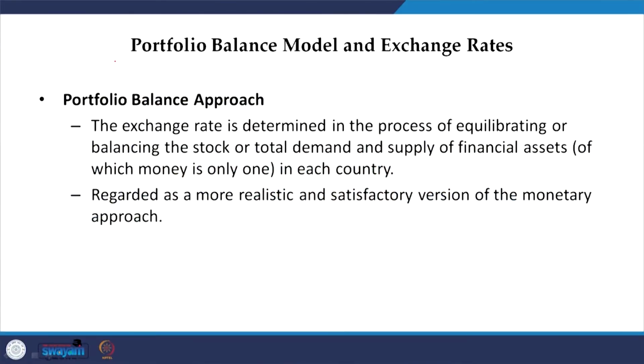So, it suggests that financial assets are the equilibrating factor. The exchange rate is determined in the process of equilibrating the balance of stock of financial assets, of which money is only one asset, but there are so many other assets in each country. This is regarded as a more realistic and satisfactory version of the monetary approach, because the monetary approach only considers money as the unit of change, but this also includes other stocks as a portfolio.